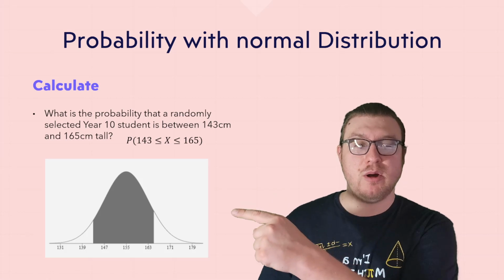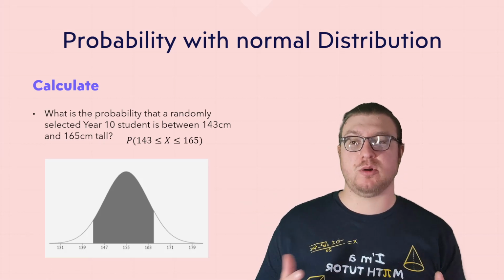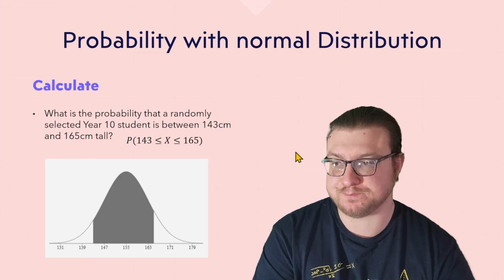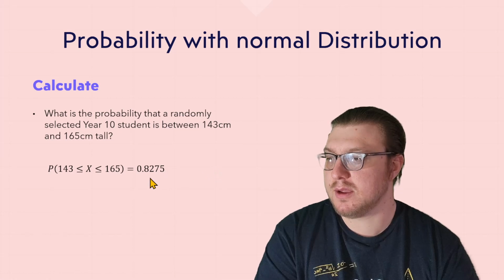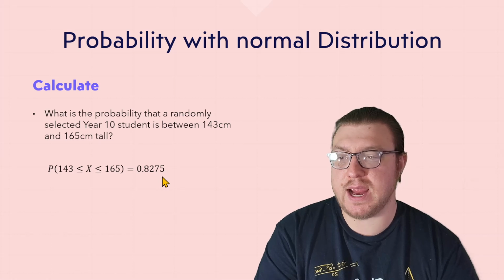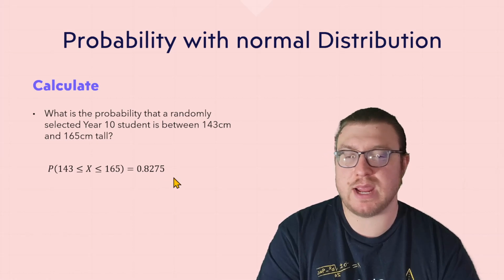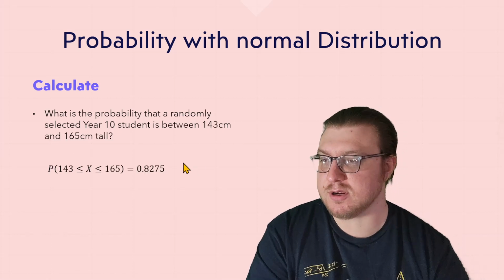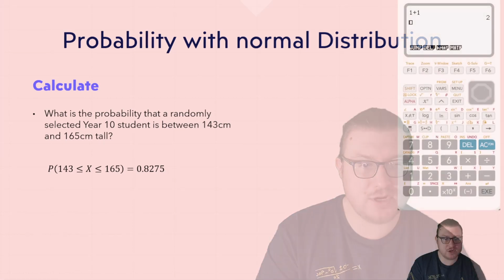This is all we need to do. We have to, however, draw a picture like this in order to get the mark, because the calculator can do everything else for us. So we get that the probability is 0.8275. How do we actually get that in our calculator? Let me show you.